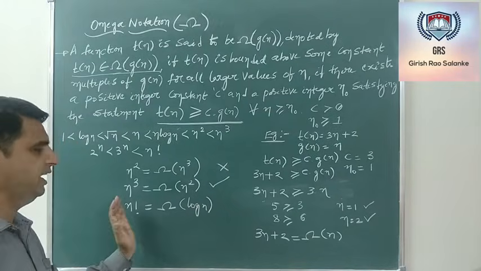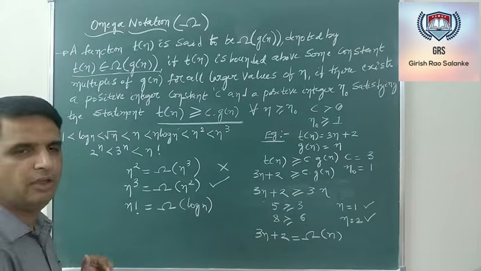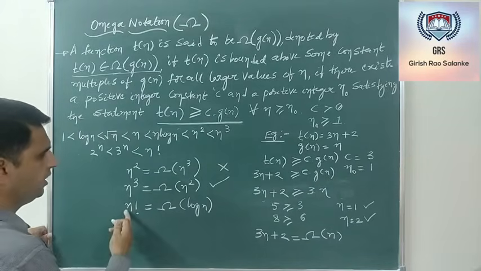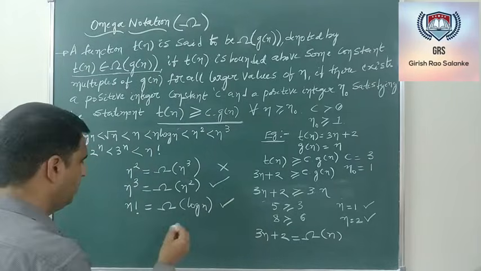Now can I have n factorial is equal to big O of log n? Please note that on the left hand side it should have a higher order function, and on the right hand side it should have a lower order function. In this case n factorial is greater when compared to log n. So this is fine.